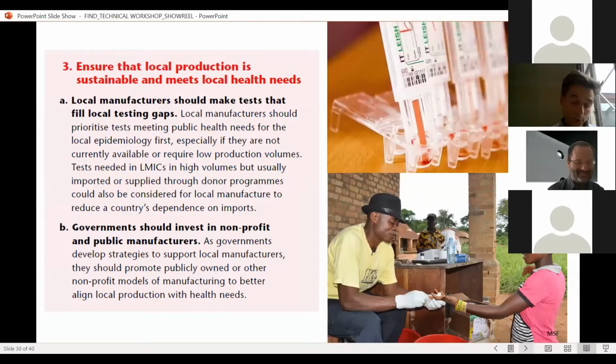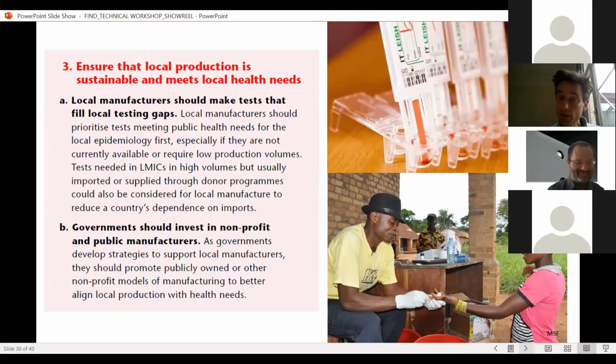Then a third bucket of recommendations is about ensuring that local production meets local health needs. A key example is the picture that you see on the upper right, Bio-Rad's IT LEISH test. That's an RDT to diagnose Kala-Azar, visceral leishmaniasis, and basically it's the best test that we have in East Africa, where Kala-Azar is endemic. Now, Bio-Rad has announced that from May 22 onwards, it will stop the production of the IT LEISH test. This would have a dramatic impact on many control programs in East Africa.